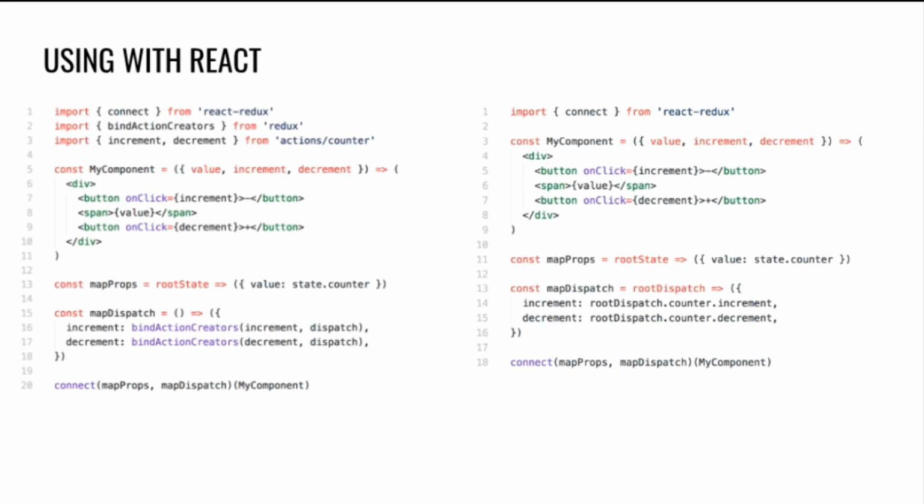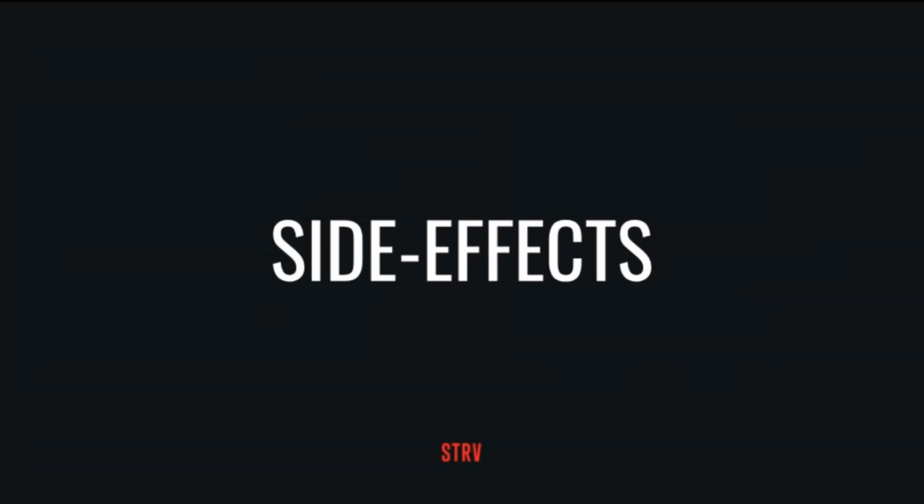So that's pretty much it about the boilerplate problem. Let's talk about another issue of Redux, which is dealing with side effects. As we mentioned before, one of the core ideas of Redux is that the reducer functions have to be pure, so they don't rely on any external resources. And that's a great idea, but when we write real-world applications, we have to deal with things like local storage, making network calls, working with WebSockets, and all of these things are impure.